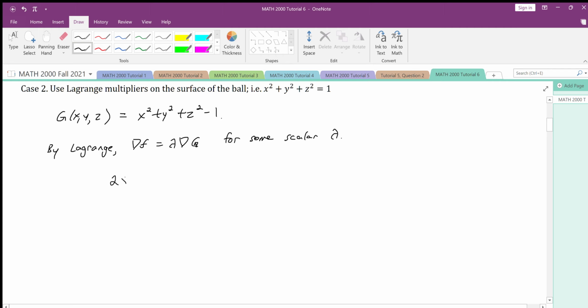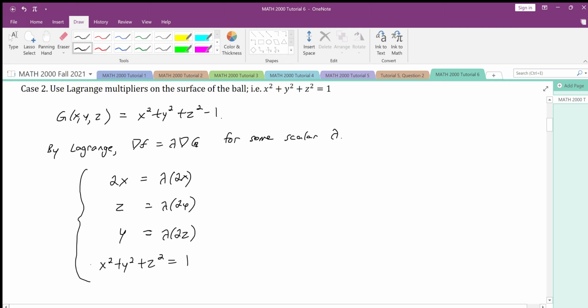So what that means is we have the following. This is the partial with respect to x, partial with respect to y, partial with respect to z for f. And then for g, the partial with respect to x is this, partial with respect to y is this, and partial with respect to z is this. And obviously I have to scale by lambda too, because of that part right there. And then I'll have a fourth constraint I want to satisfy, which is x squared plus y squared plus z squared equals 1, because I'm on the surface of the ball. So by Lagrange, I now have these 4 constraints.